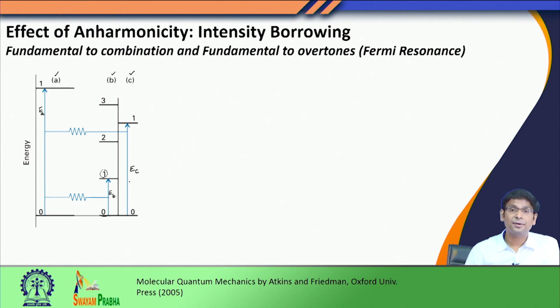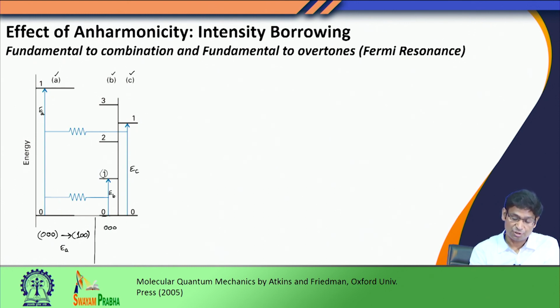Now, you see there is an interesting situation. This transition that you see, 0 to 1, is a fundamental transition. This is the total ground state, 0 0 0, and it goes to this transition as 1 0 0. This is the fundamental transition, therefore it has good intensity. This transition occurs at energy E A. Now, let us look at this situation.